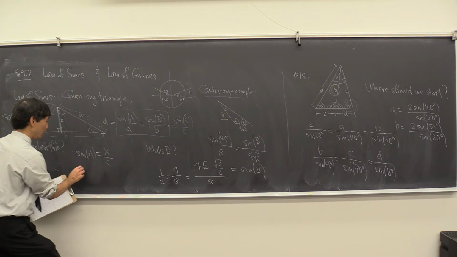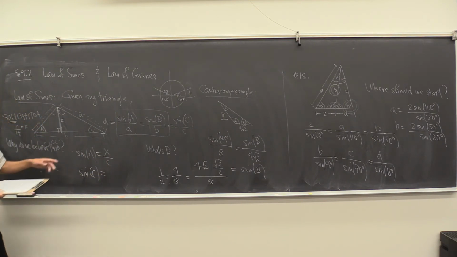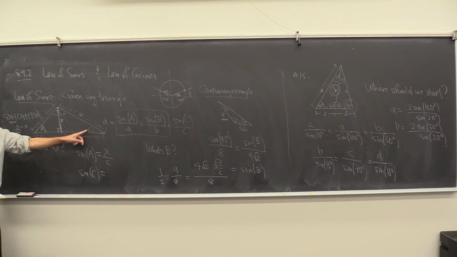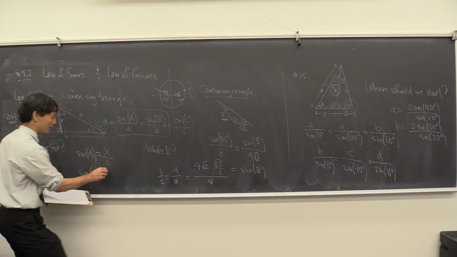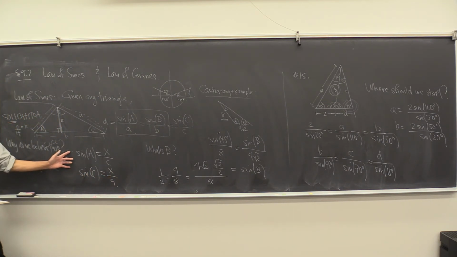And then let's look at sine of capital C, the angle over here. What's that going to be? Melanie, I'm going to make you do it. The sine of this is going to be X over A. So X over A, right?